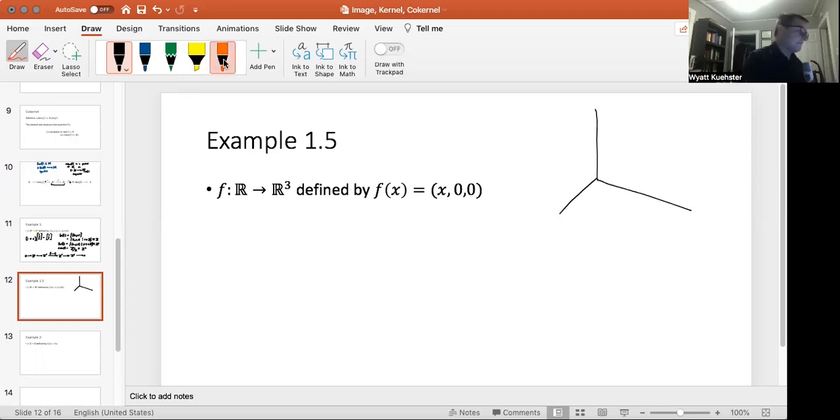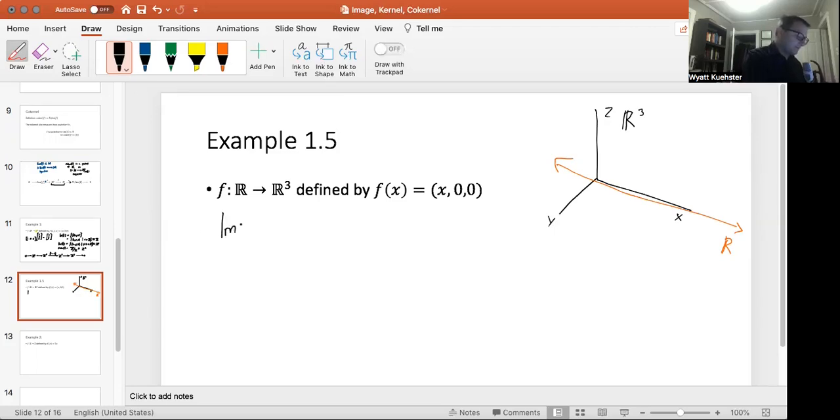Here's R^3. It's the inclusion of the x-axis. Let me label my axes. Here's the x-axis, here's the y-axis, here's the z-axis. So here's the x-axis. This is the copy of R^1. And then the black axes are the copy of R^3. So this is the map that includes the x-axis into the 3-dimensional Euclidean space. So it's injective, is what I'm trying to say.